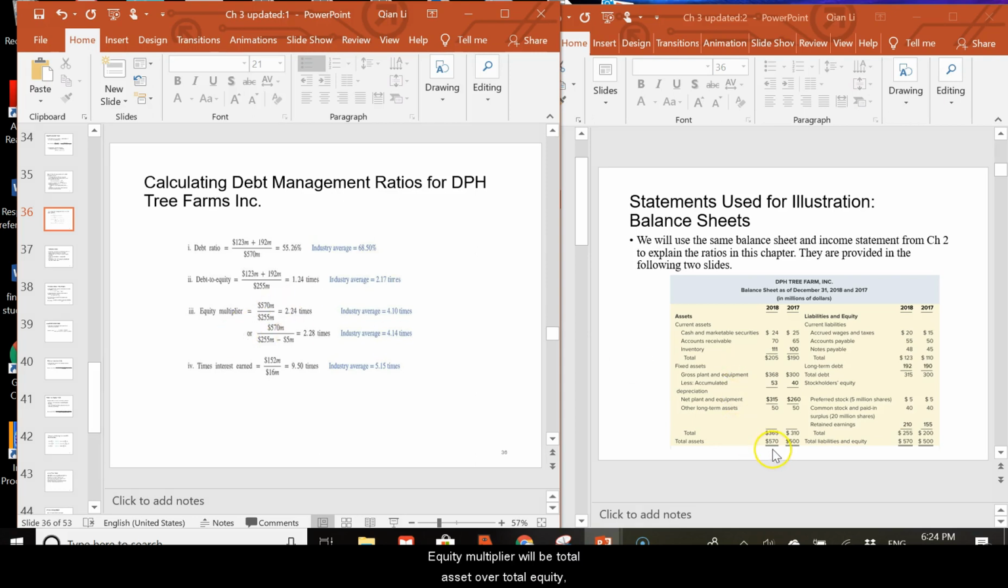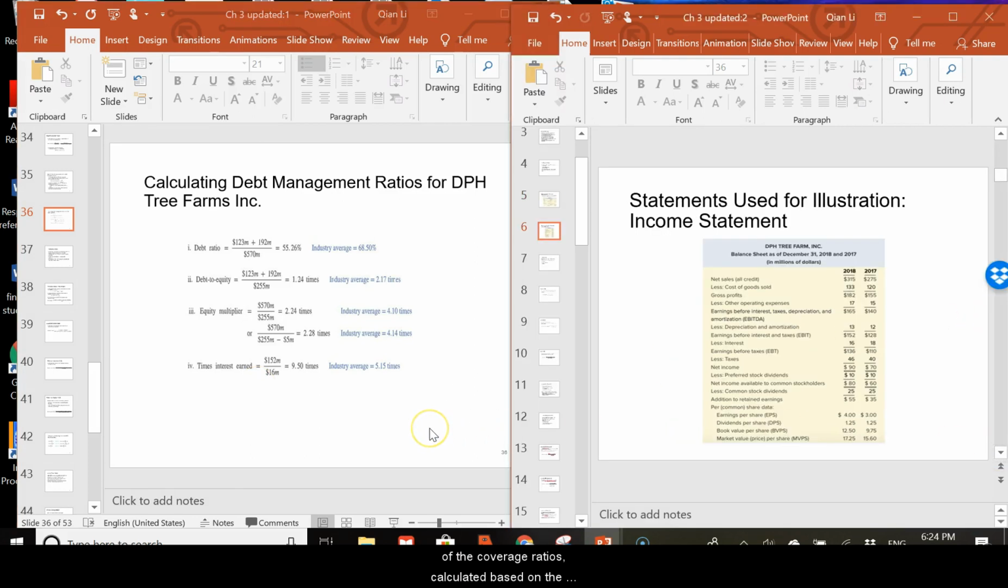Equity multiplier will be total assets over total equity, so 570 over 255. Times interest earned is one of the coverage ratios calculated based on the income statement numbers. EBIT in this company is 152 divided by the interest expense, which is right below the 152 here. So 152 divided by 16, that's about 9.5 times. That's how many times its EBIT covers its interest expense. It looks like the company makes plenty of money to cover its interest obligations.